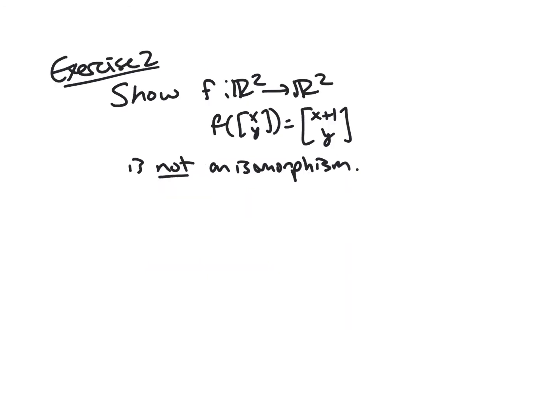So for your last exercise, I want you to show that this function here is not an isomorphism, or not an automorphism, since it's again the same space. This one is a bijection though, so I want you to show that it doesn't satisfy one of the other properties.